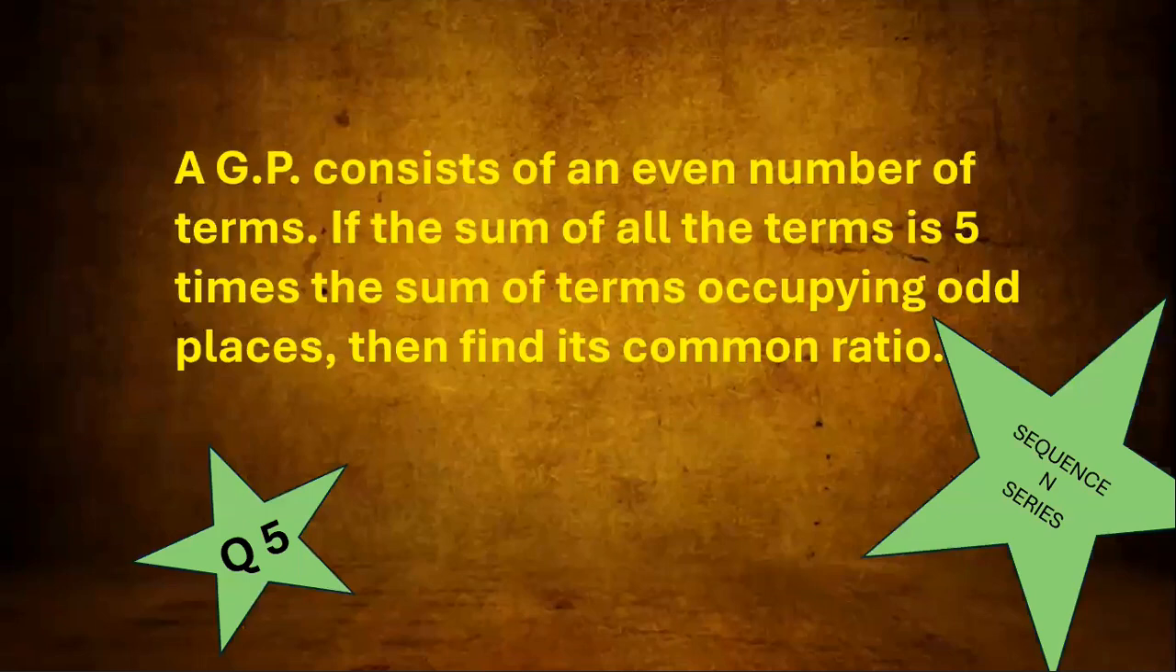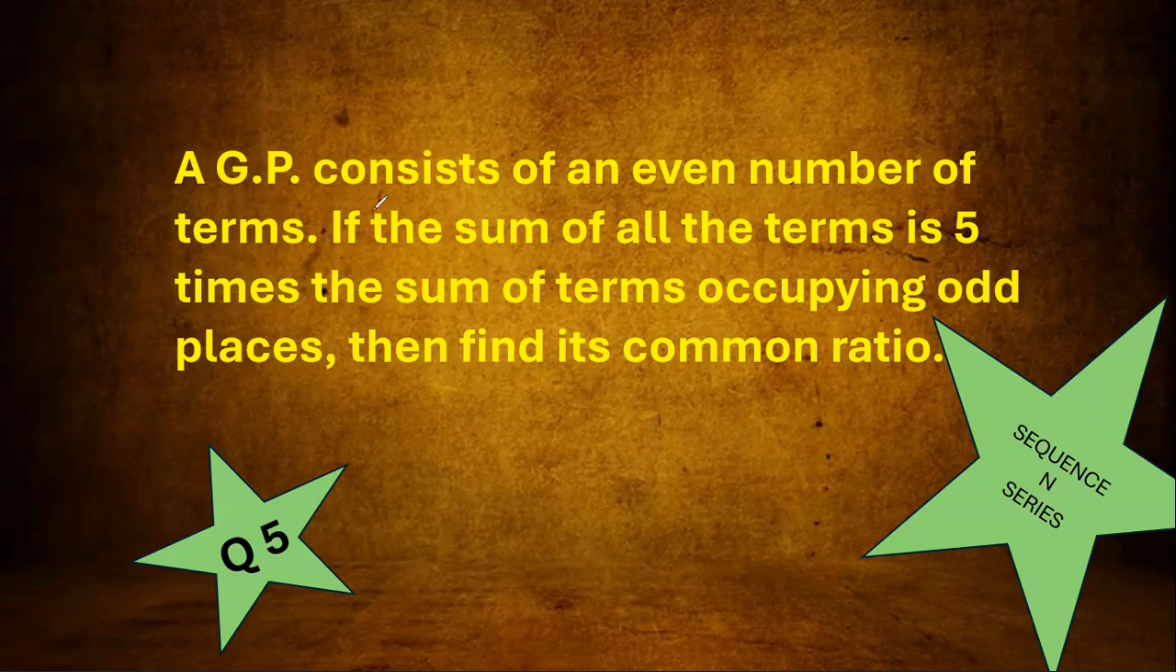Okay, so the question is, a GP consists of an even number of terms. So basically, a GP having an even number of terms. So let's say it has 6 terms or 4 terms or 8 terms like that. So we can take 6 terms, let's say, okay? So we have 6 terms, 1, 2, 3, 4, 5, 6.